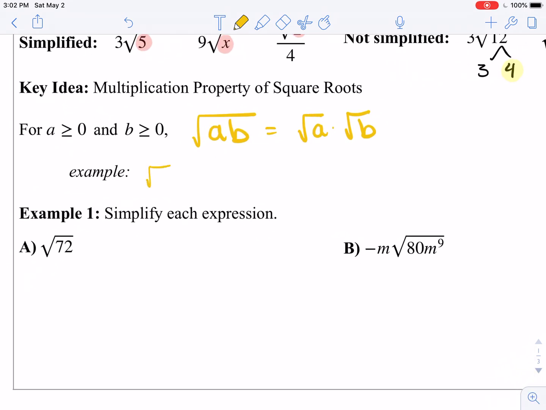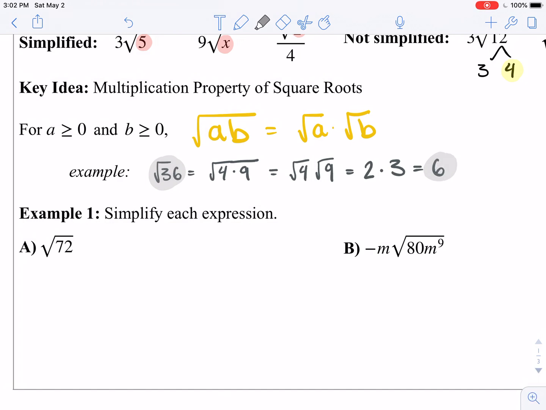The square root of 36, I can break that up into the square root of 4 times 9, because 36 is equal to 4 times 9. And I can break that up even more. That's the square root of 4 times the square root of 9. Now the square root of 4 is 2, and the square root of 9 is 3. And 2 times 3 is 6. So there you have it. There's proof that the square root of 36 is 6.